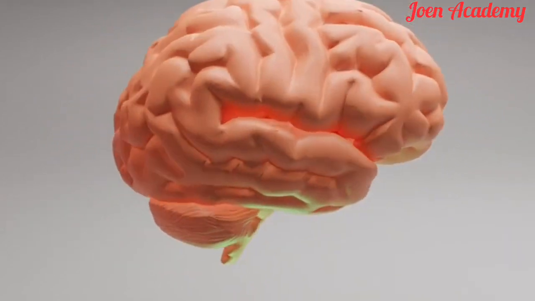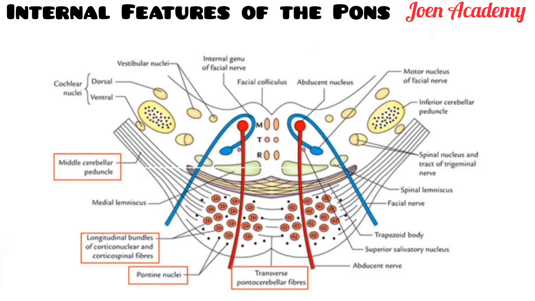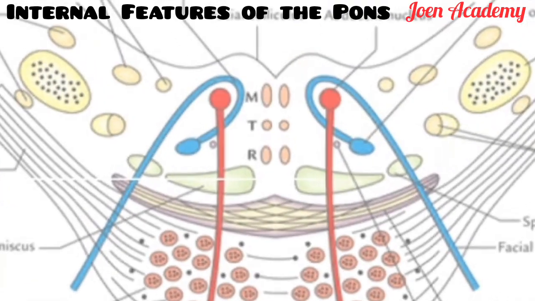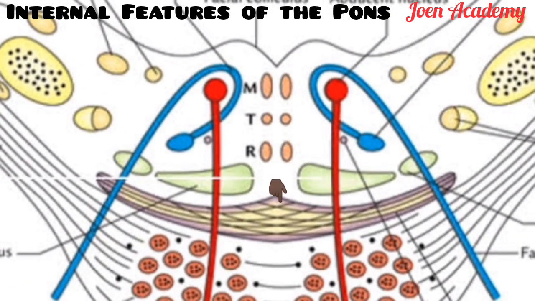Another thing I would like us to know is that when we look at the internal structures of the pons, it is divided into ventral and posterior, or you can call it the tegmental part, by the trapezoid body. The trapezoid body is actually a part of the auditory pathway where some of the axons coming from the cochlear nucleus decussate. That is, the axon crosses over to the other side before traveling to the superior olivary nucleus.